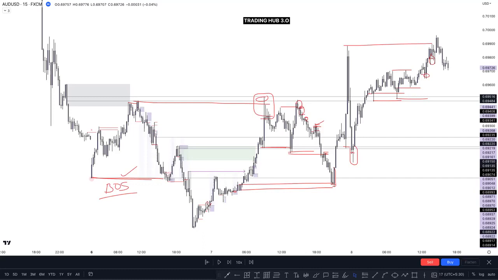Here in this example, a CHoCH happened in the last move. Yes, sir, this happened here because the structure has been changed. This is the first sweep and then a close of it. This is a CHoCH, and again a pause. This is a higher high. It's a lower high, lower low, like this.